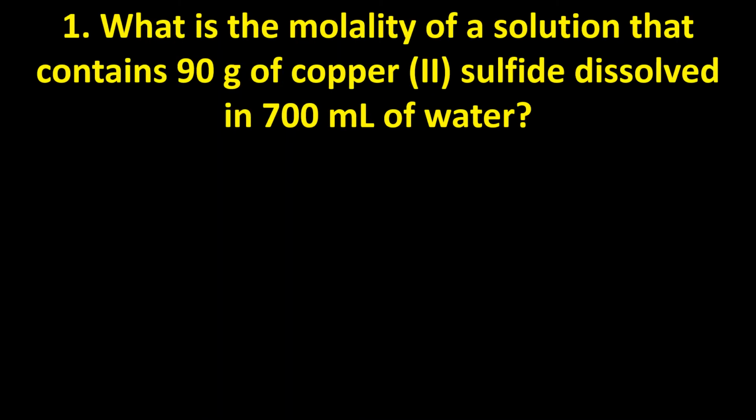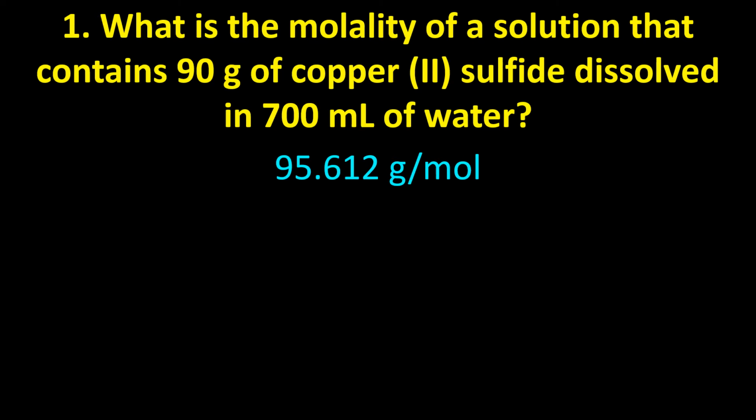Question number 1 says, what is the molality of a solution that contains 90 grams of copper 2 sulfide dissolved in 700 milliliters of water? So the first thing that we need to do is find the molar mass of copper 2 sulfide. And here it is.